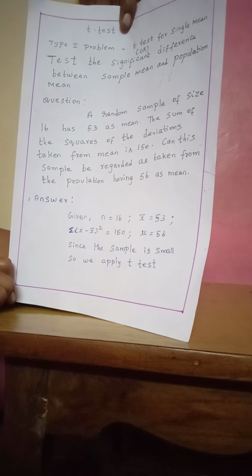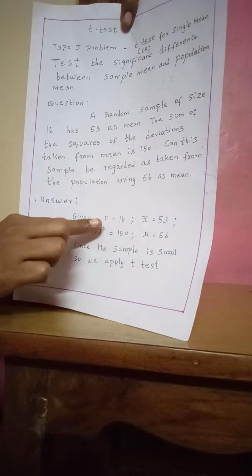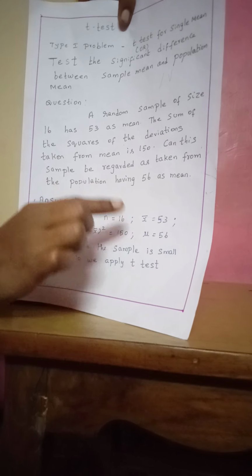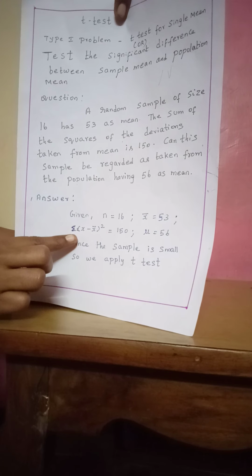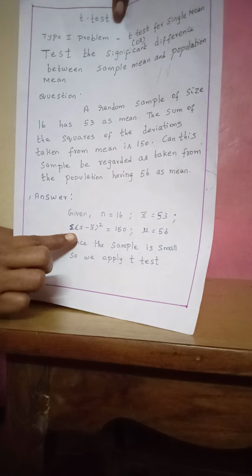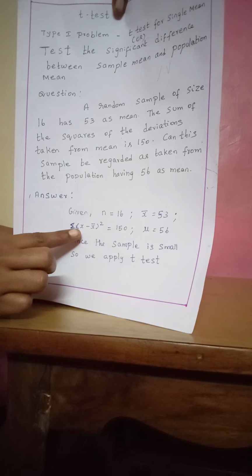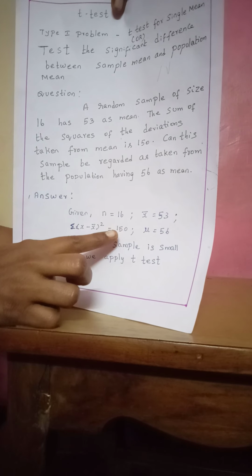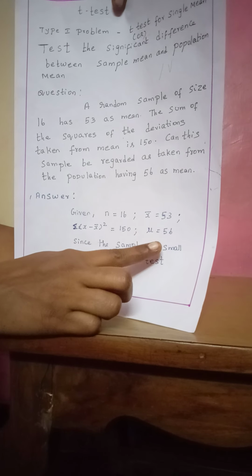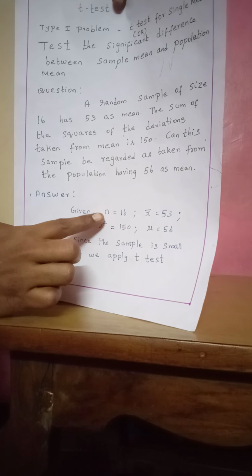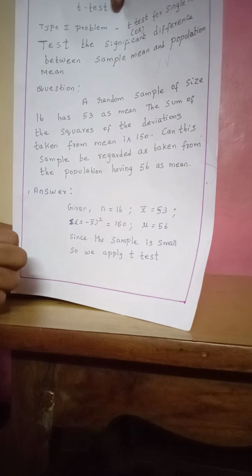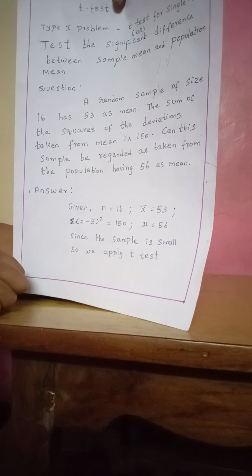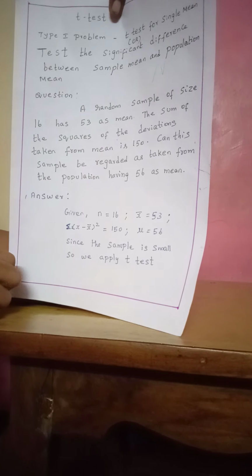What is given in the sum is sample size n is 16. Sample mean x bar is 53. Sum of squares of deviation from mean, in symbol, summation x minus x bar whole square is 150. Population mean is 56. Here, sample size is small and we want to test the significant difference between sample mean and population mean. So, we apply t-TEST.